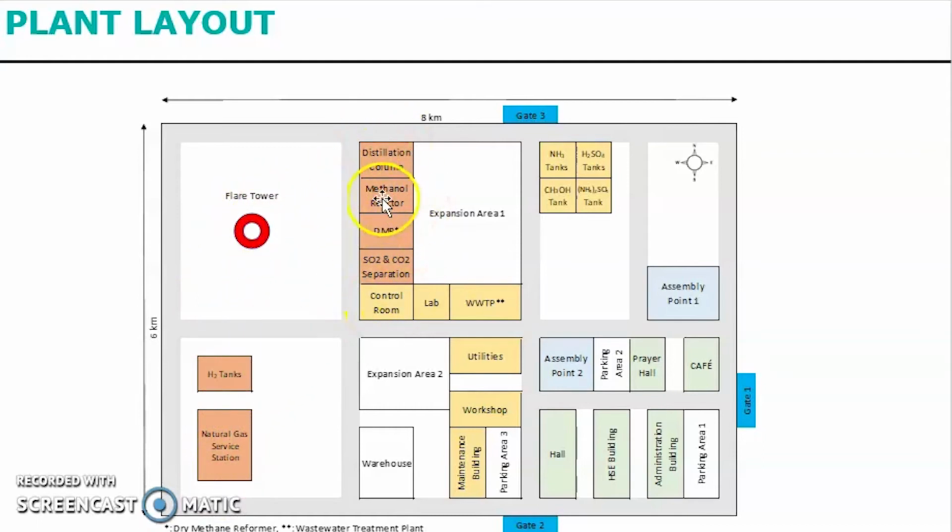So the process area is situated near the plant tower to reduce piping, and so is the case for the control room, lab, wastewater treatment plant and utilities. The plant tower is situated in its own plot of land to ensure it meets the safety criteria for the clearance for the safety radius around the plant tower. Storage areas are also put close to the process area to reduce piping. Expansion area 1 and expansion area 2 are provided to allow for future attachments.